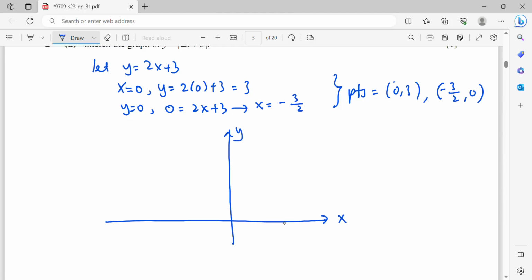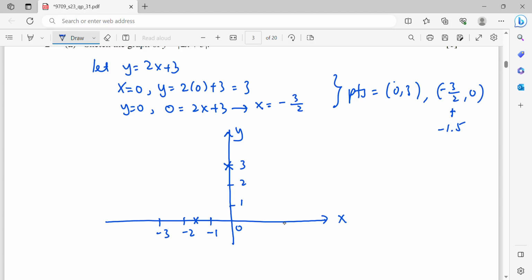So my x will be 0 and negative 3 over 2. Let's say here is minus 1, minus 2, minus 3. Then here is 1, 2, and 3 for my y-axis. So the first point is 0, 3, which means x is 0, y is 3. The second point is negative 3 over 2 and 0. Negative 3 over 2 is basically negative 1.5, so negative 1.5, 0 is somewhere here.